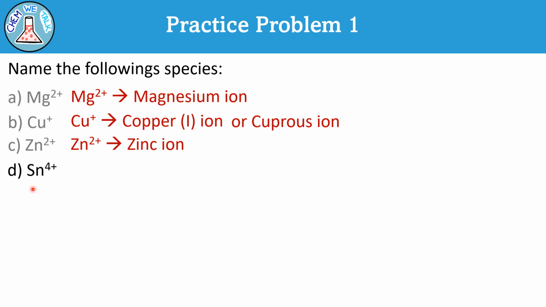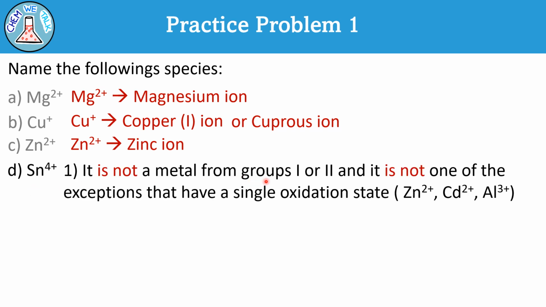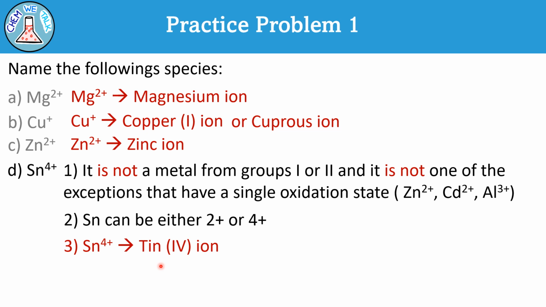Then let's go to tin 4 plus. We know that it's not part of group 1 or 2, and it's also not one of the exceptions, so it can adopt two different oxidation states. It can be either 2 plus or 4 plus. It is in that group, and 4 plus is the largest number, right? So we can say tin(IV) ion, or we can use stannic.